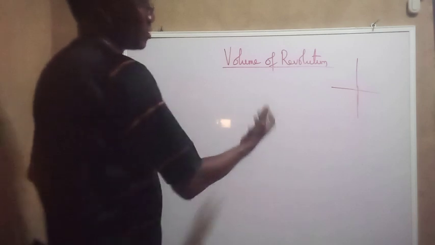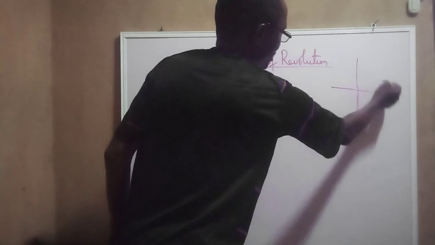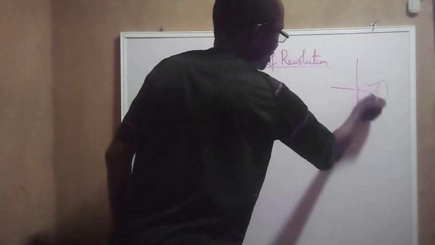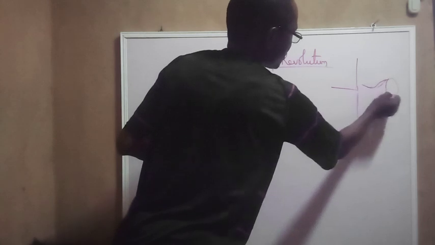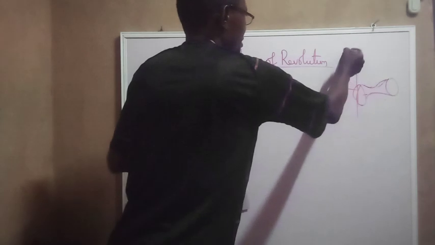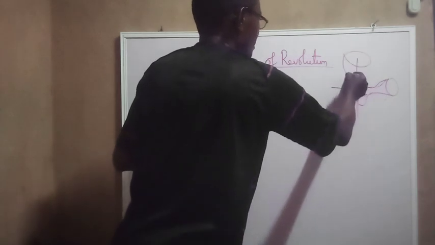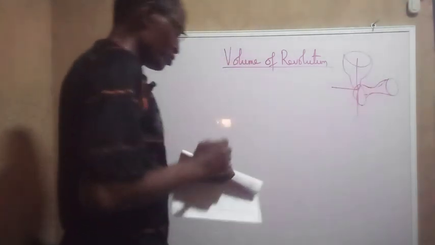So if we want to produce a wine glass which is to be rotated along the x-axis, it will be like this, something like this. I hope you understand. I'm trying to produce a wine glass now. But if it is the other way around, it will be like this. So that's just an illustration, okay?